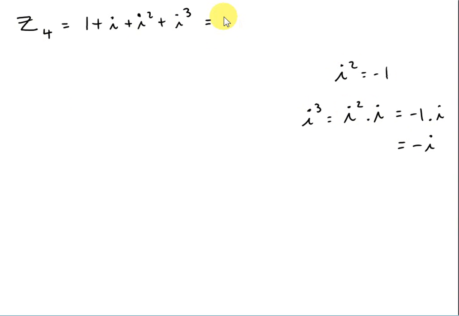So we can write this as 1 plus i plus minus 1, well that's just minus 1, plus i cubed, which is plus minus i, well that's just minus i. And you can see what's happening here. 1 minus 1 is 0, plus i minus i is 0, the whole thing is 0. Z4 is 0.